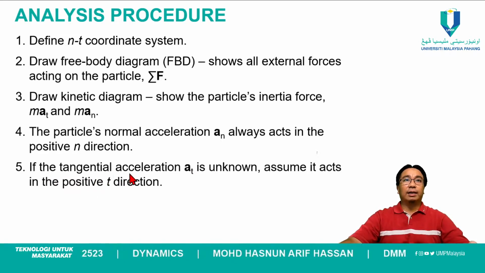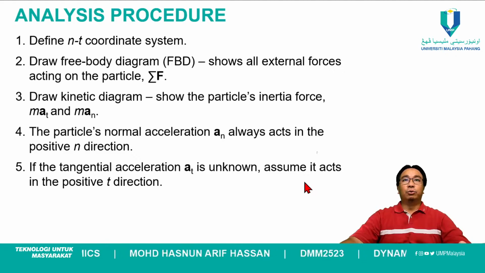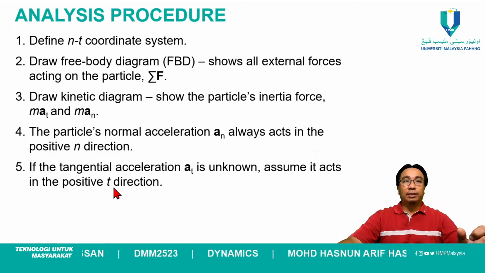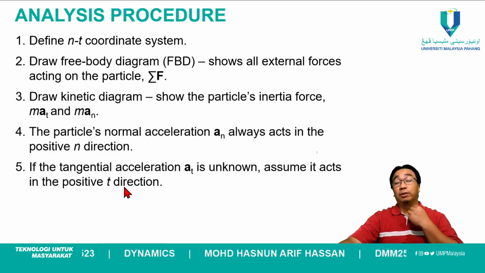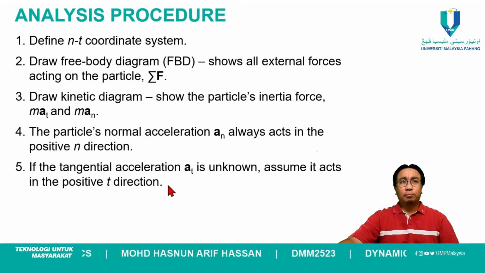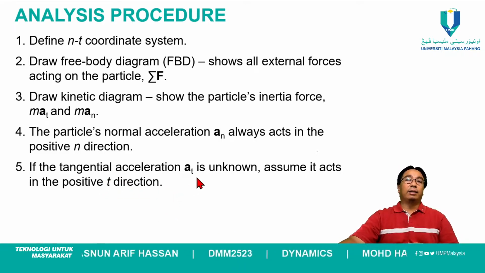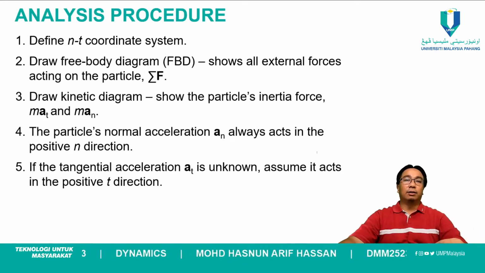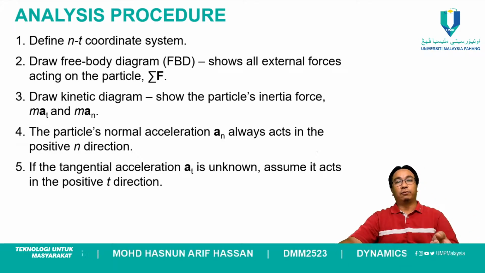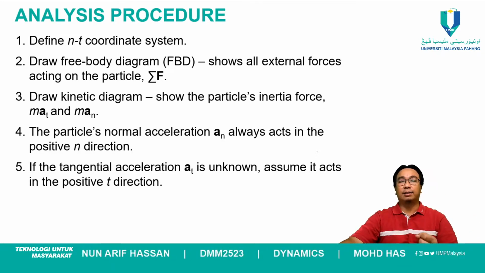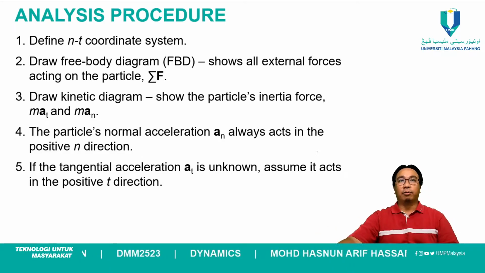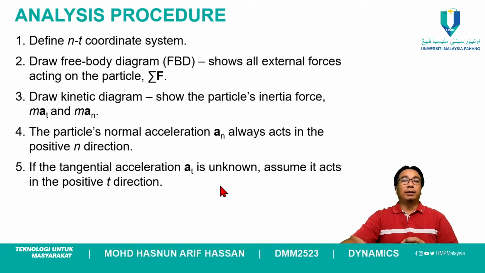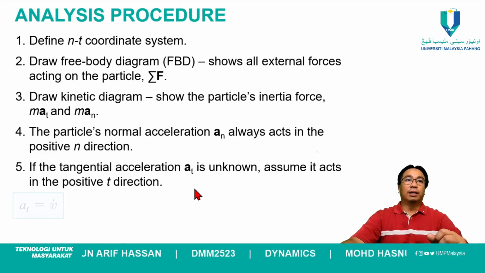Number 5, if the tangential acceleration is unknown, you may assume that it is acting in the positive direction of the tangential axis. So this is one of the assumptions that you can make in the calculation. And if you get a negative answer, it means that your assumption is wrong, and the direction of the acceleration will be the other way around. But that is not a wrong answer. You can always write the negative sign to show the direction of the acceleration.